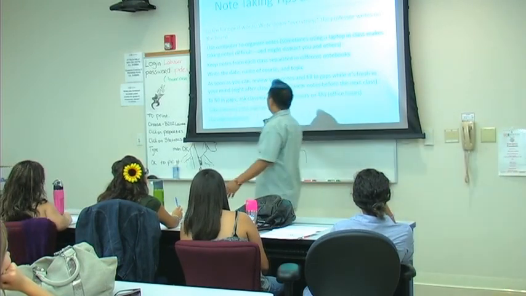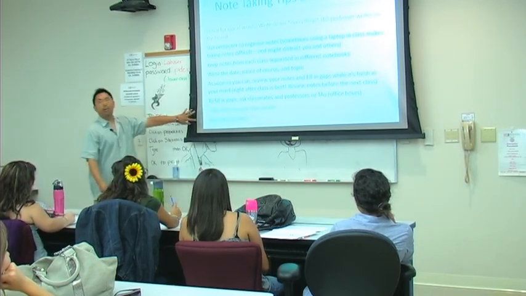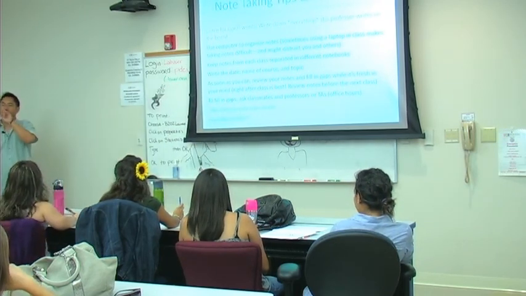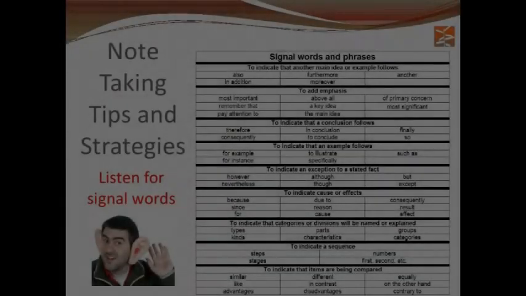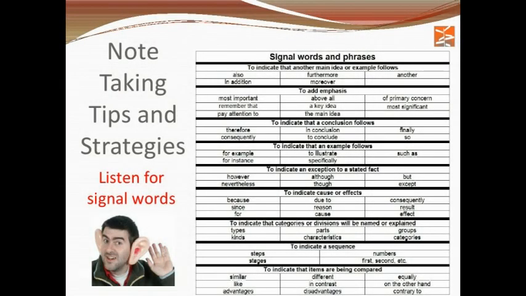Take notes in your own words and use abbreviations. This is going to be really, really powerful because this is some of the stuff that's sort of shorthand for you, okay? So when you're listening, here are some of the things to listen for. If a professor or an instructor says these words, these are things to take note of. To indicate that another main idea or example follows, that person will say also, in addition, furthermore, moreover, another example of this. If you start hearing these kinds of key words, that should be a tip-off.